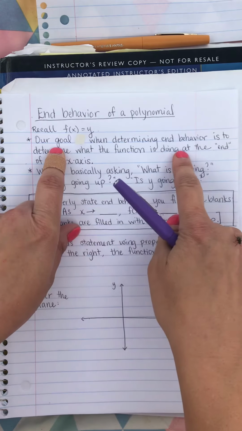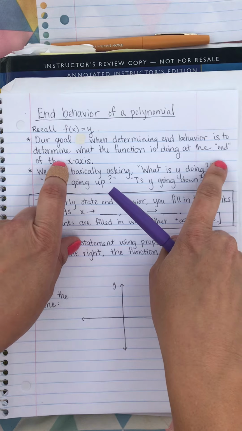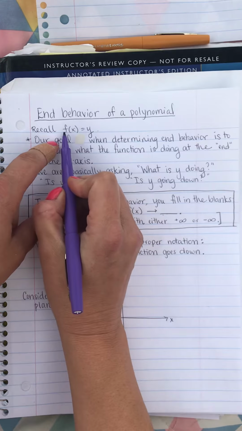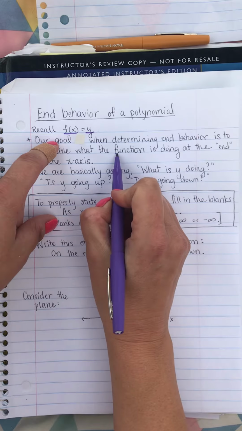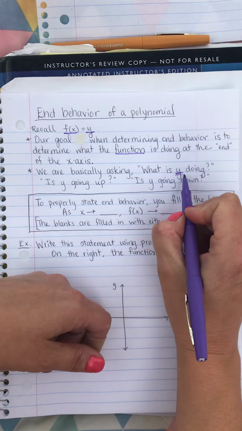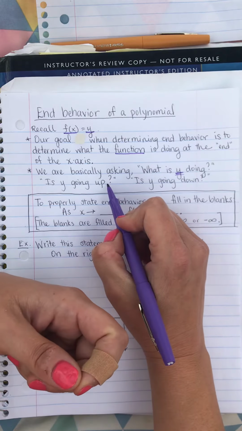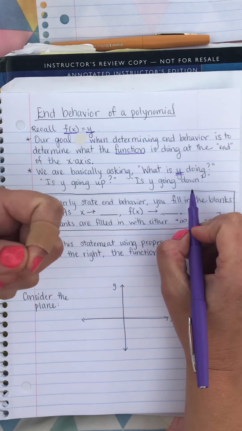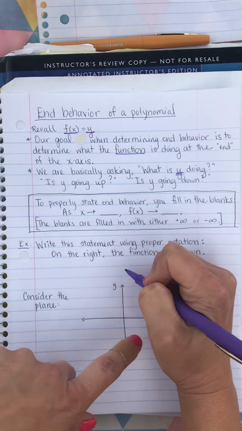But our goal when determining end behavior is to determine what the function is doing at the ends of the x-axis. So we're basically asking, if our function is y, what is our function doing? Well, all we're doing is asking, what is y doing? And we're literally only asking, is it going up? Is it going down? Right? We're not asking if it's going left or right, because left is in the x direction, right is in the x direction. We're only asking, is it going up or is it going down?